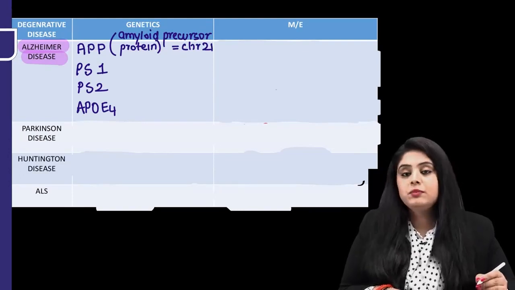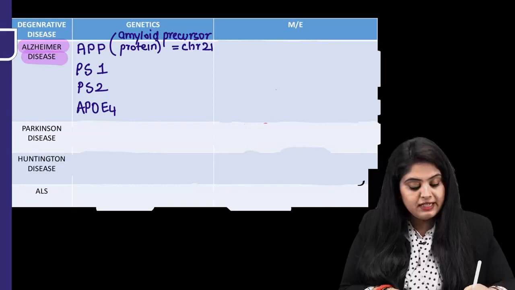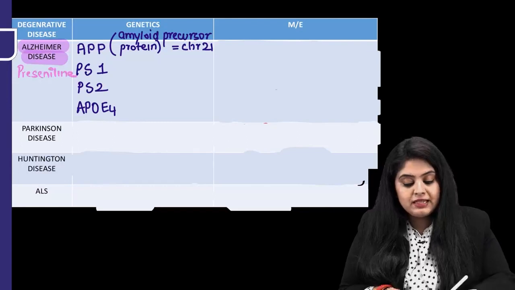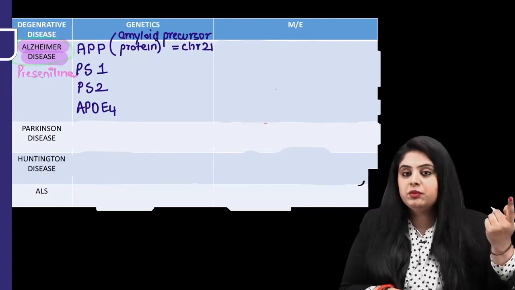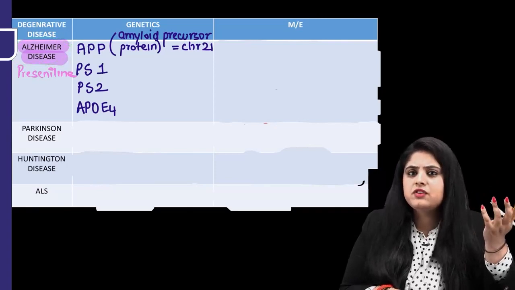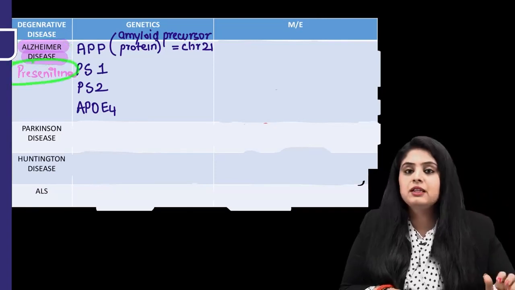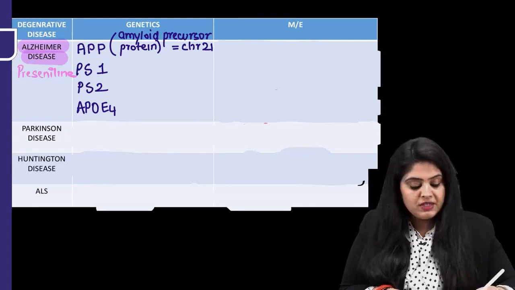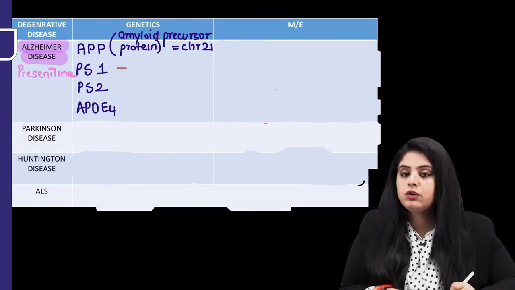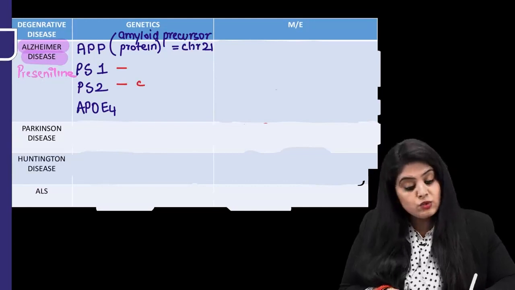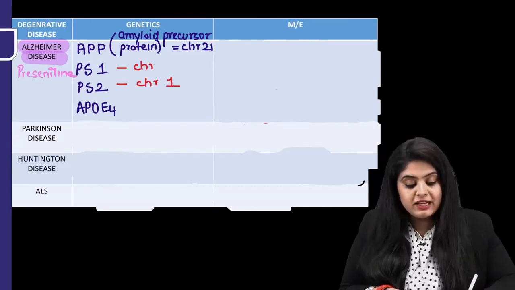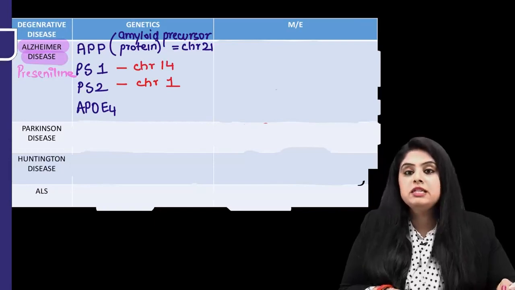Then there are presenilin 1 and presenilin 2. If you want to know their full forms, they are presenilin, and that will remind me that Alzheimer's is a senile age group thing. Alzheimer's occurs at the age of what? 70 and 75. So senile means presenilin goes well. But remember the twist over here. Presenilin 1 is not on chromosome 1. Presenilin 2 is on chromosome 1. So 1 is not for 1. Presenilin 1 is actually present on chromosome number 14.